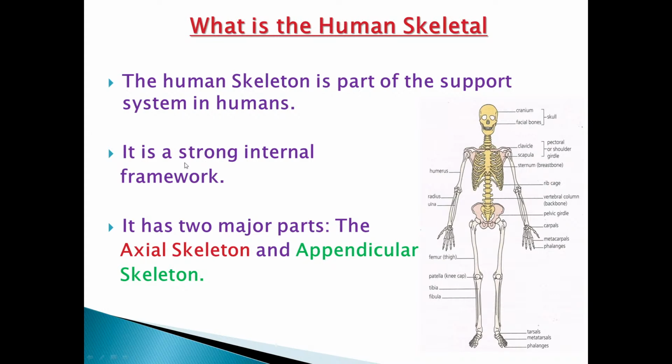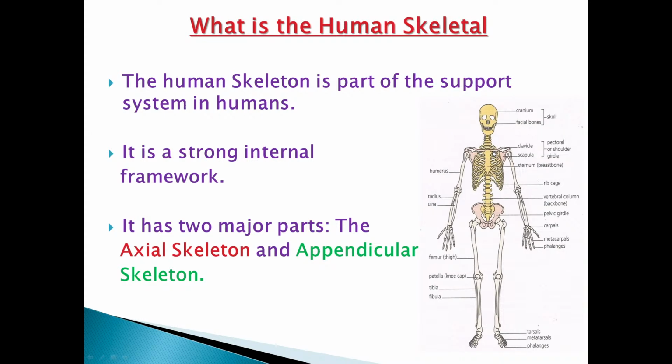The second pointer: it is a strong internal framework. So what you're seeing here is the picture of the human skeletal system. Whenever you look at somebody externally, whether your classmate, a family member, or a stranger on the road, there is no way you can see their bones.